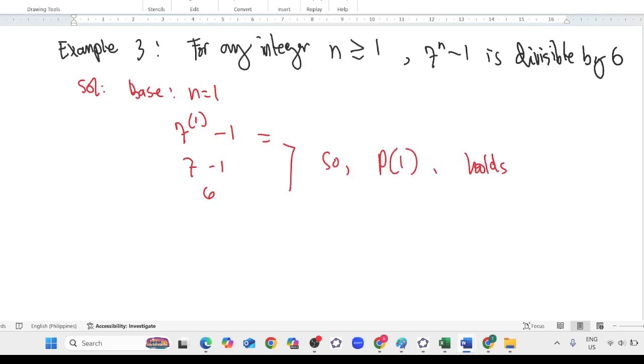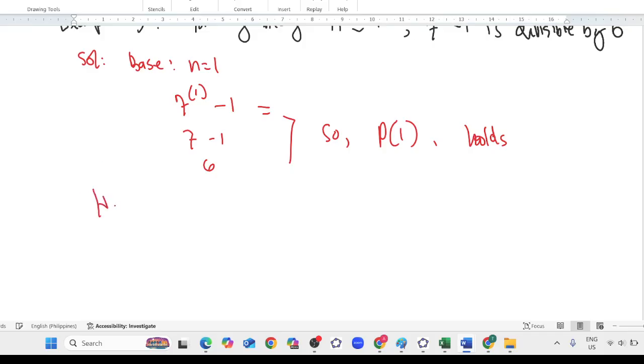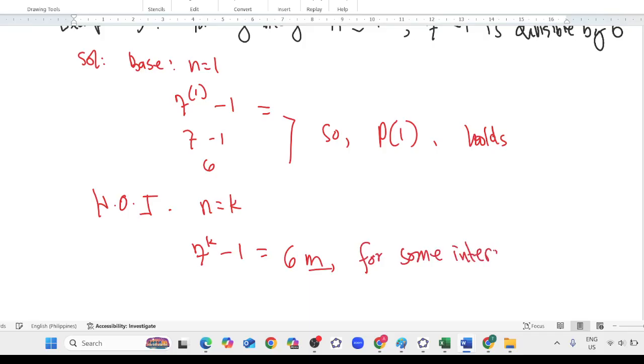So let's go to the induction hypothesis, n is equal to k. For n is equal to k, we have 7 raised to k minus 1 is equal to 6m, so take note, for some integer m.